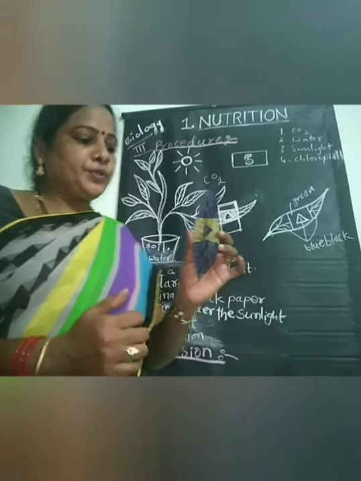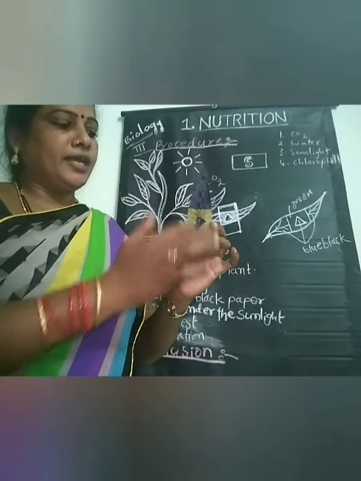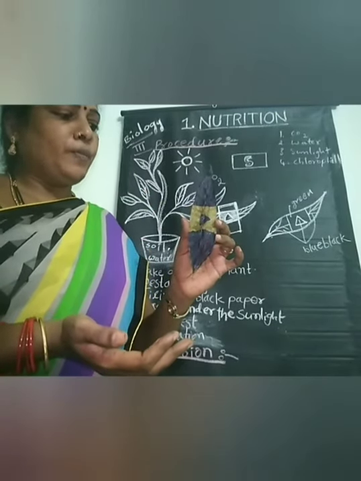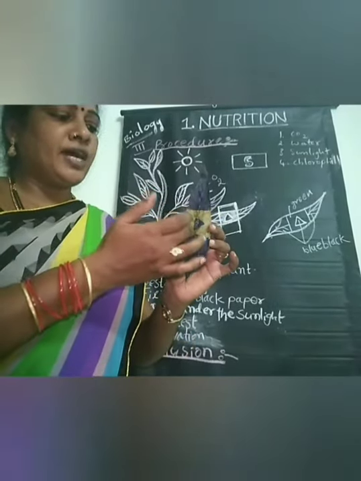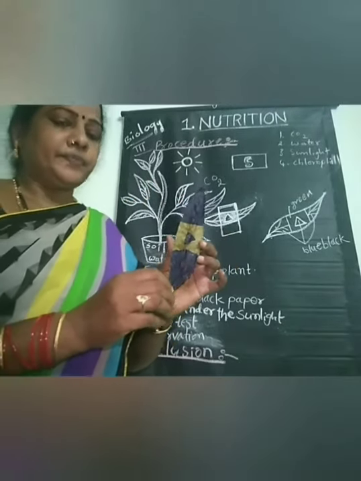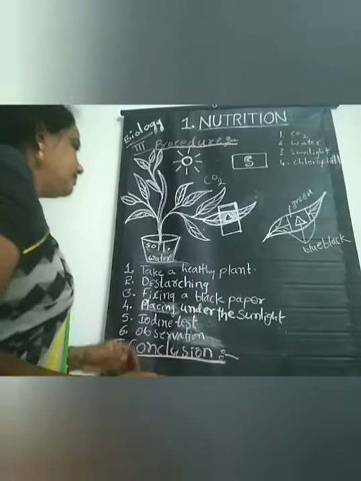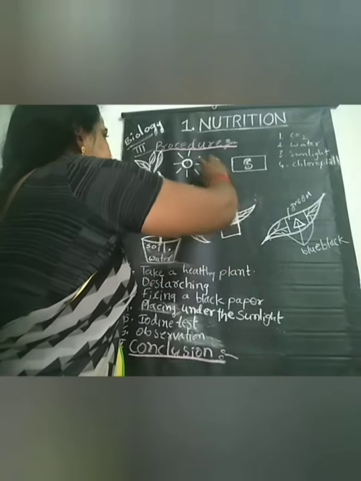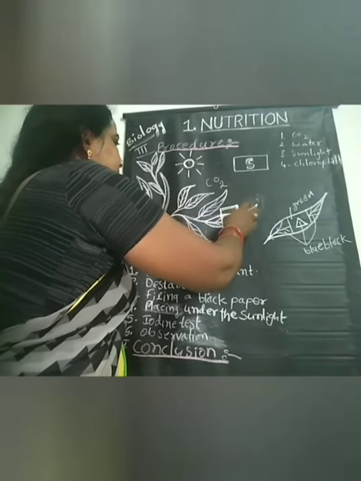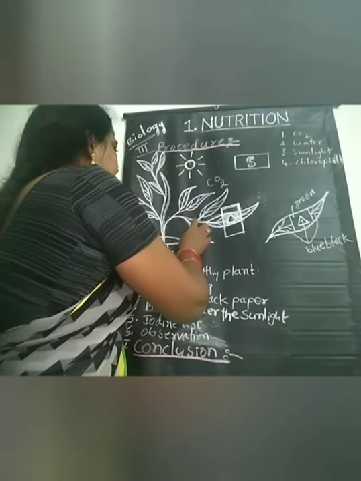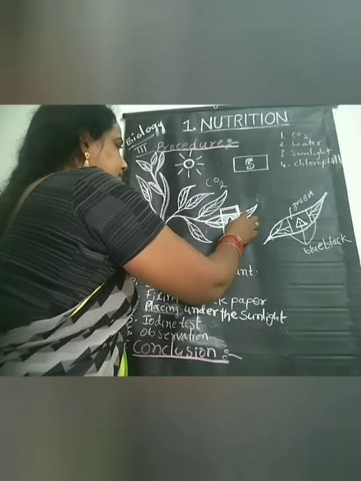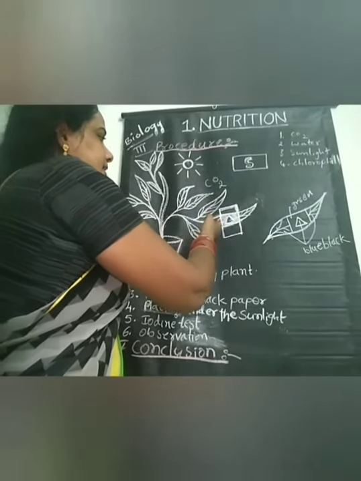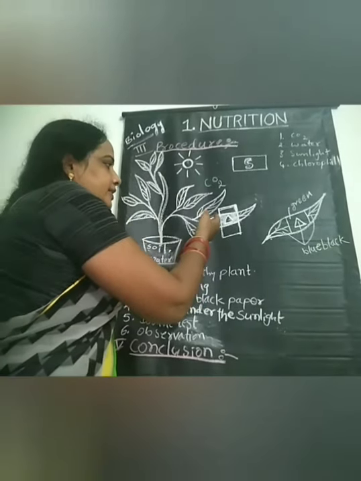Due to photosynthesis, starch was prepared under the bluish color. In the white part, there is no photosynthesis and no presence of starch. What is the reason? See here, I will explain. This part, which is exposed to sunlight, gets sunlight and carbon dioxide from outside and water from the pot, and chlorophyll is present inside the leaf. So it performed photosynthesis and prepared starch. When we applied iodine solution, it turned bluish black.